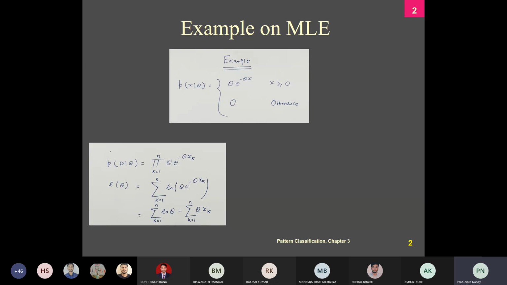Can anyone do it and tell me the answer? You just do it by yourself and tell me the answer. What will be the value of theta? The summation of i from 1 to n, 1 by xi. Final result, say. Sir, summation of i from 1 to n, 1 by xi. Theta will be equal to n by the summation of i from 1 to n of xi.